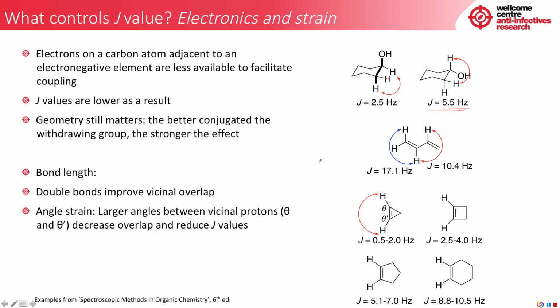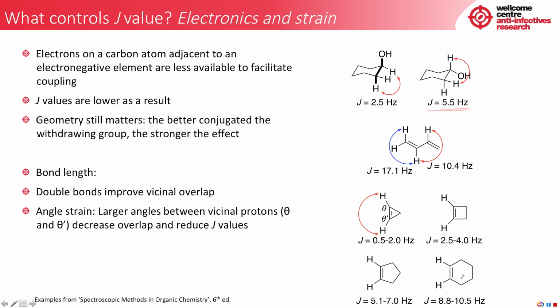Angle strain could be considered a kind of special case of the geometry story, but this is illustrated quite well by this series of cycloalkanes. You can see for the smaller rings, the more strained configurations, the protons are kept apart in almost a V shape, and if you imagine, there's very little opportunity for the bonds to really overlap in this arrangement. But as you make the ring larger, the theta and theta prime angles shrink and the overlap is improved, and so you go from a J of 0.5 to 2 right up to a much more sizable 8.8 to 10.5 Hz observed in this system here, cyclohexene.